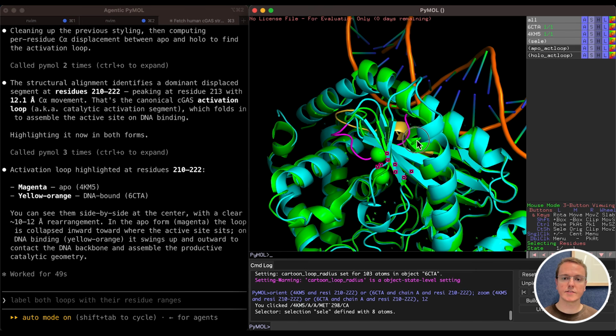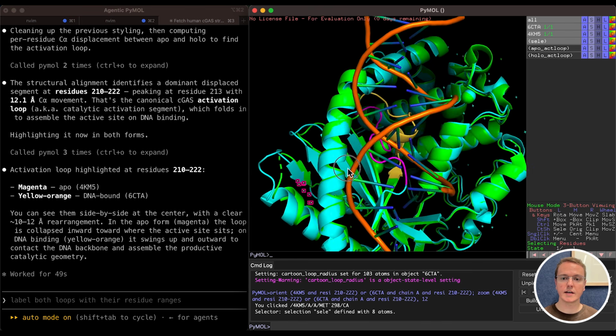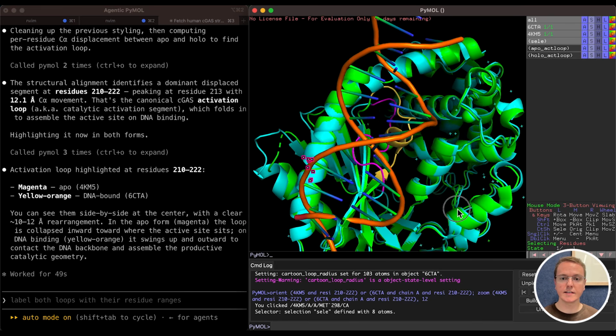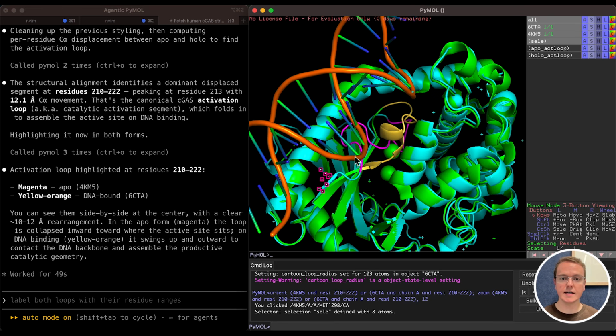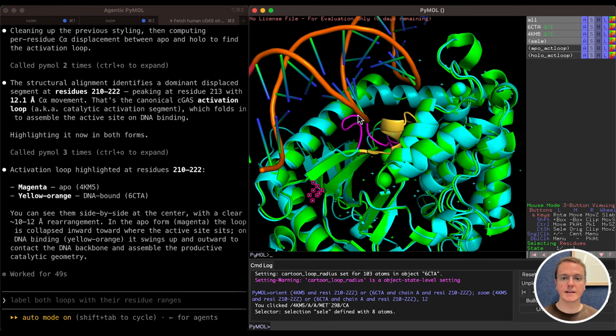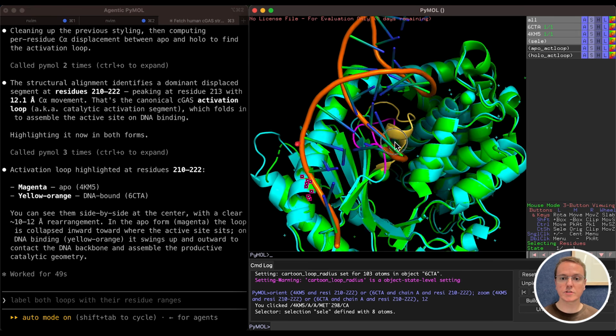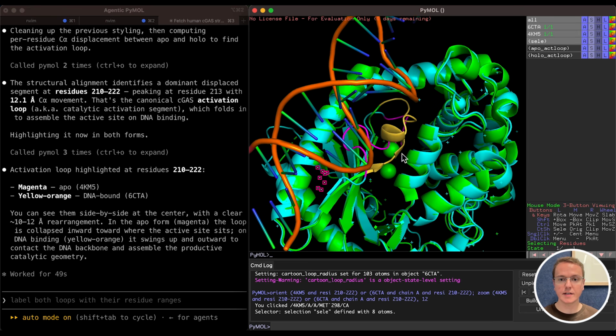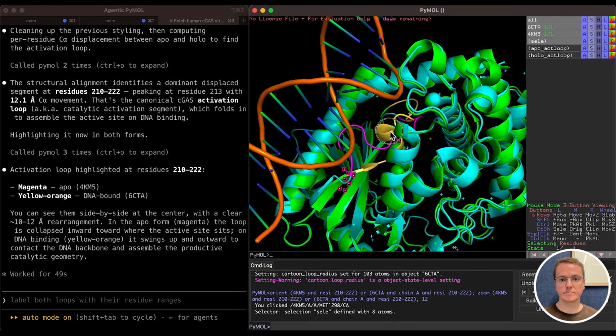Okay, it thinks it's found something, so let's take a look and verify. In fact, it did find it. In pink, you can see the sterically clashing apo unstructured loop. And then in gold, it's highlighted the elongated beta strand followed by this short alpha helix segment.